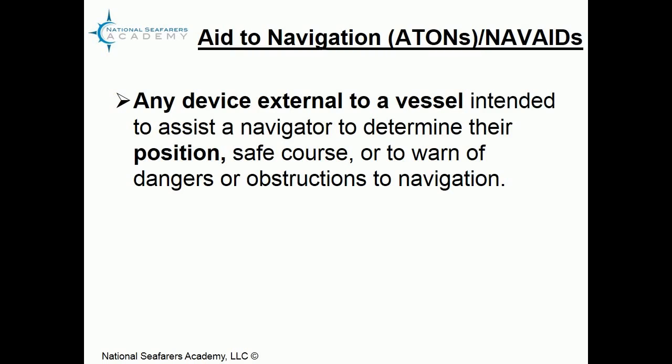Navigation aids are sometimes called ATONs or nav aids. Navigation aids are placed on shore or on marine sites to assist navigators in determining their position or safe course. Navigation aids may mark limits of navigable channels, or warn of dangers or obstructions to navigation. The primary components of the U.S. Aids to Navigation system are beacons and buoys. In this lesson we will define navigation aids as any device external to a vessel intended to assist a navigator to determine their position, safe course, or to warn of dangers or obstructions to navigation.